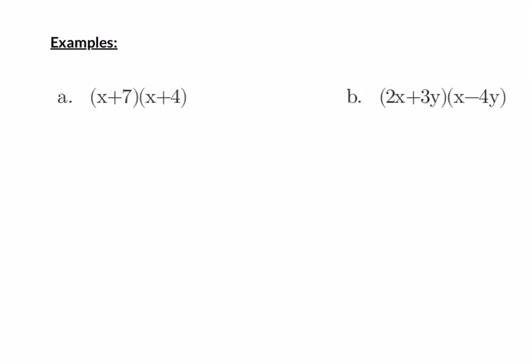Example A, we have x plus 7 times x plus 4. If we go ahead and multiply, again, I'm going to start by multiplying everything in the second by x, or I'm going to do my firsts. X times x is x squared. I'm going to do my outsides. X times 4 is 4x. Next, I want to multiply everything in the second by 7, or I want to do my insides. 7 times x is 7x. And my lasts, 7 times 4 is 28.